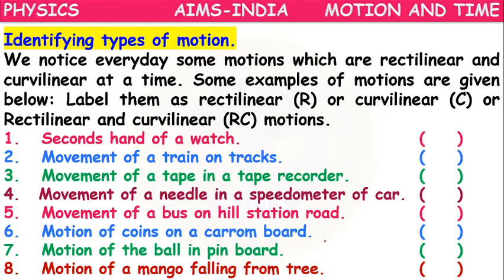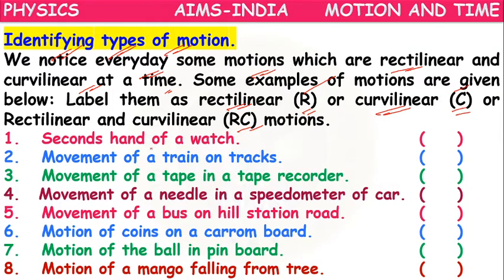So next, let's identify types of motion. We notice every day some motions which are rectilinear and curvilinear at a time, happening around us. So some examples are given below. We have to label them: if it is rectilinear, we mention it as R. If it is curvilinear, we mention it as C. If it is showing both at a time, we mention RC.